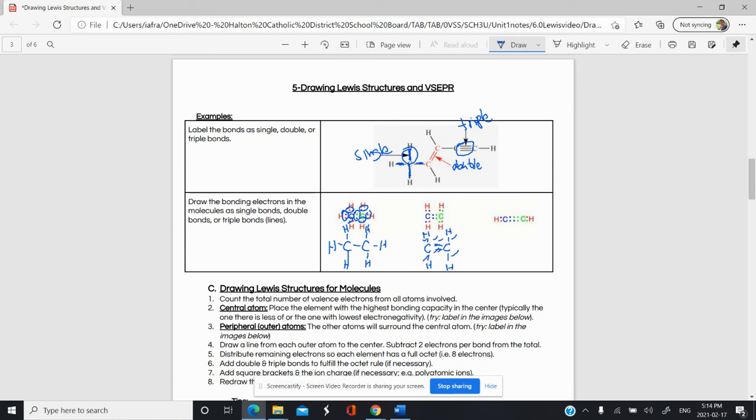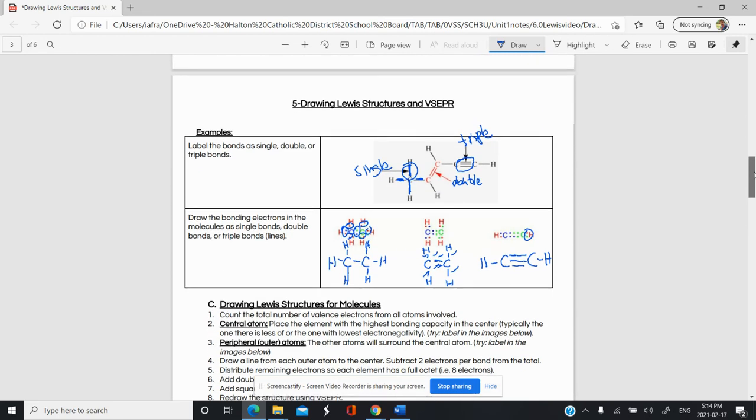And now we'll try this one here. So you can, again, try to pause the video and try it yourself. So I'll start between the carbon and hydrogen. We have a single bond there. Between the two carbons, we have 6 electrons. So that's 3 lines. And then finally, our last line there for the carbon and the hydrogen over here. And so this is how we would represent electrons participating in bonds.